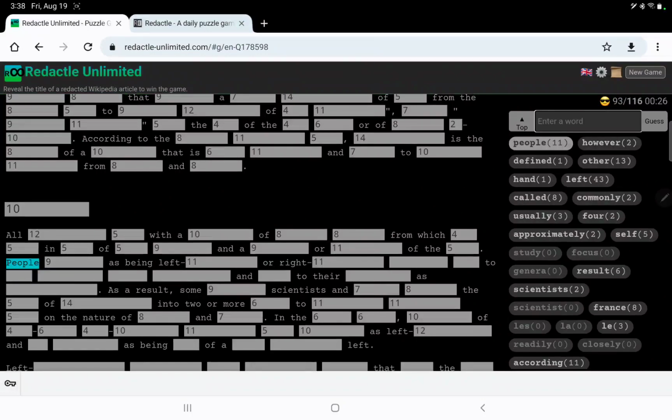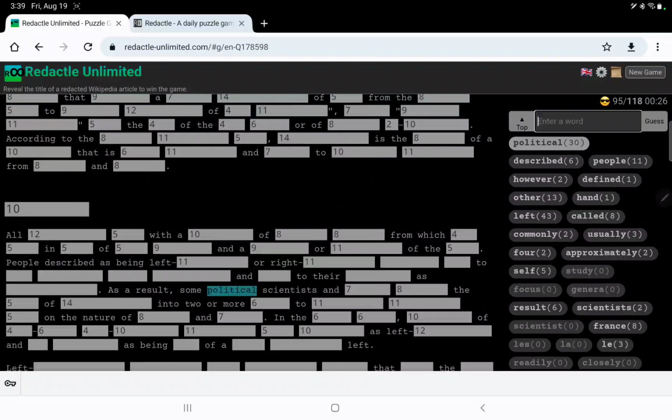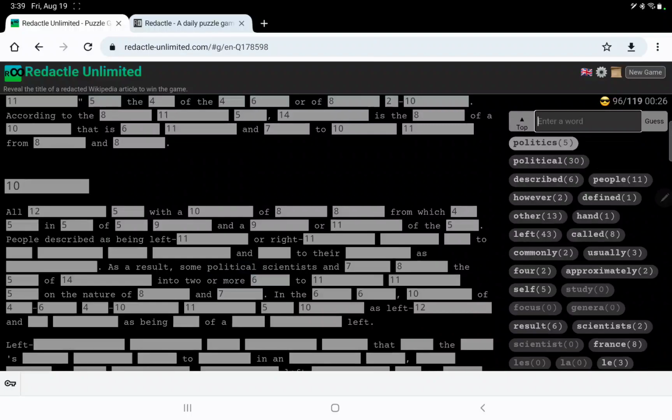People described as being left leaning or right leaning. Is it some political scientists? Interest. So, well, let's do politics.